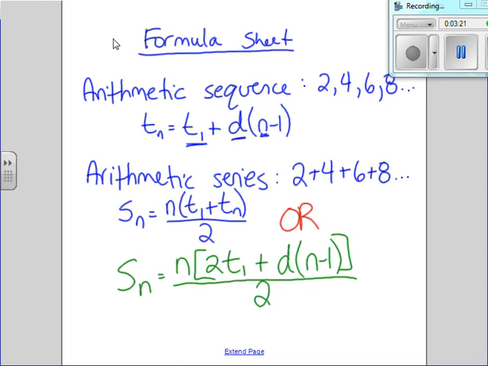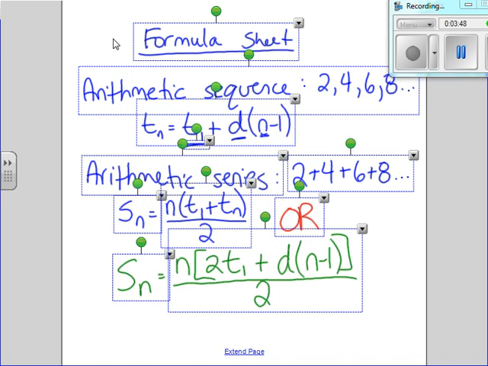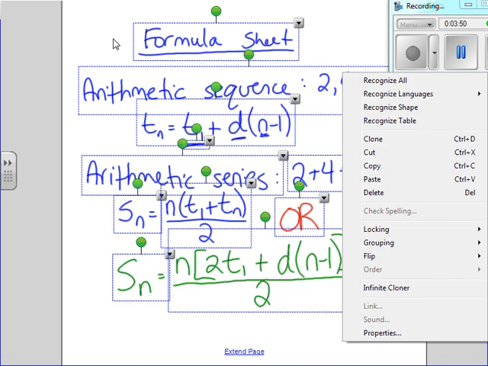As I said before, an arithmetic series just sums up a bunch of the terms. So instead of just looking at what is the 20th term, now we're asking questions like, if I added all of the first 20 terms together, what would that end up equaling? And that's what the arithmetic series is going to help us find. So I'm now going to move on to the first example, and this example is on page 16 of your book.